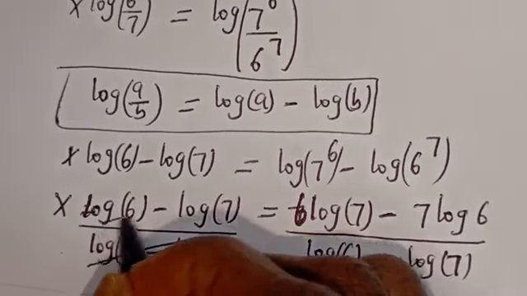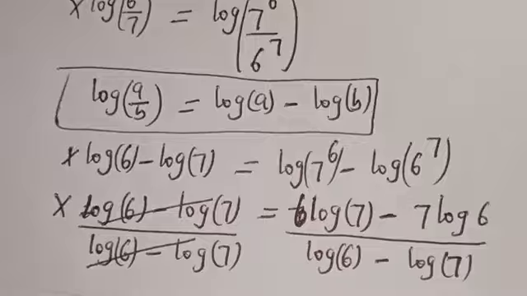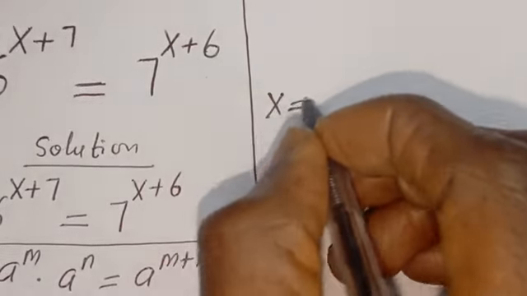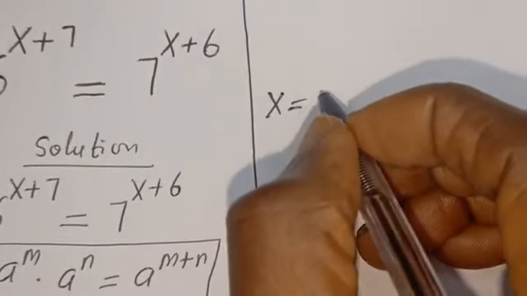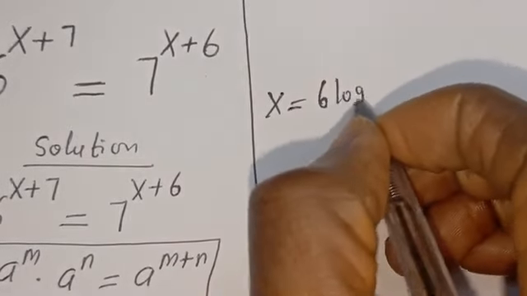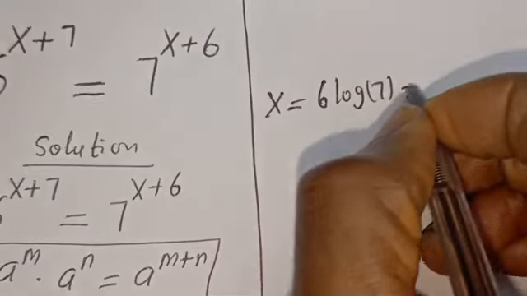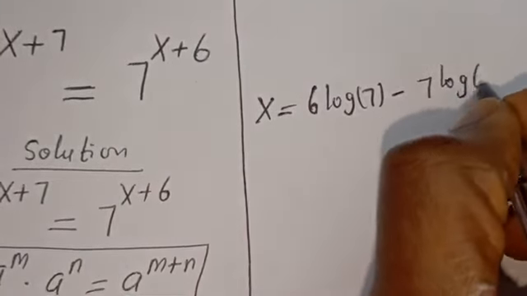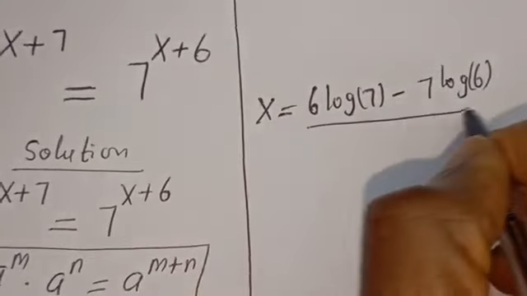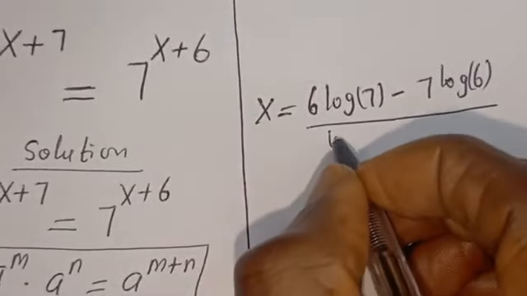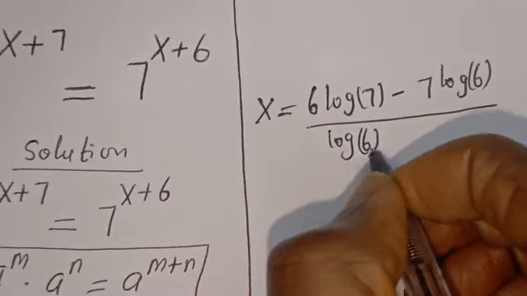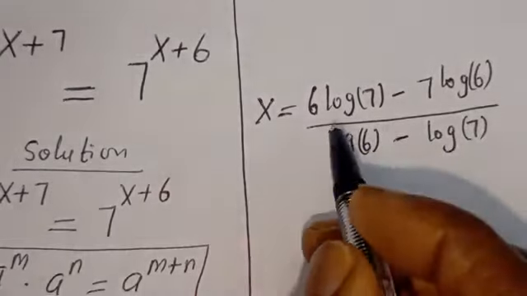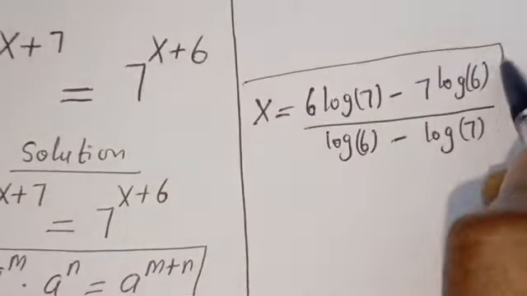Then this we cancel this. Then x is equal to 6 log 7 minus 7 log 6 divided by log 6 minus log 7, and this is the final answer.